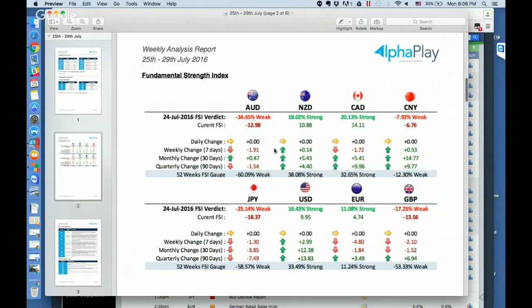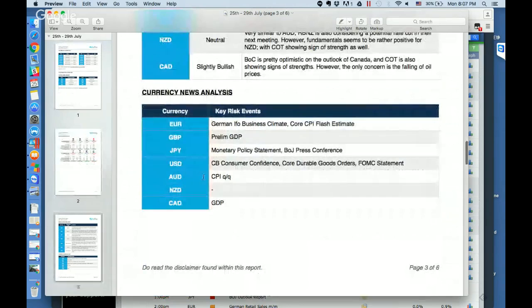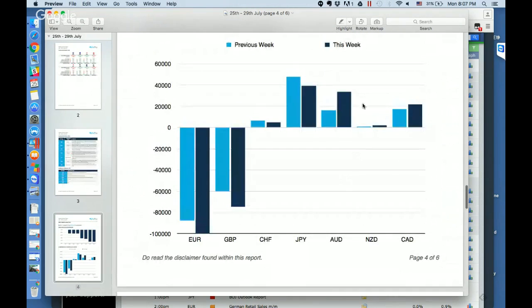But we need to be very careful because this week, if you look at the key risk events, for Aussie we have a CPI releasing on Wednesday. This CPI is very important because it will be the last data coming in from Aussie to determine whether RBA will cut rate on the 2nd of August. If this CPI is negative, meaning it's less than the estimate, there's a high chance RBA will cut rate. And when RBA cuts rate, there's also a potential that RBNZ, which is New Zealand, will follow suit. So even though the COT index shows that Aussie is still adding long positions, we want to be very cautious.